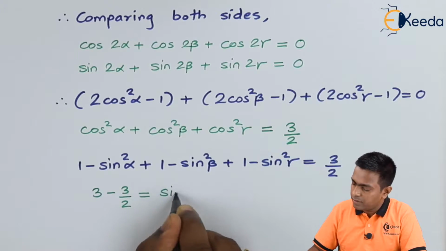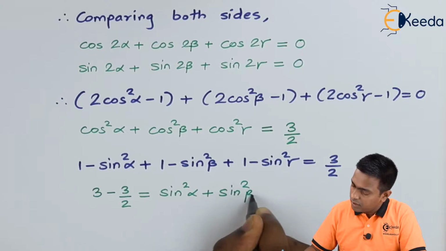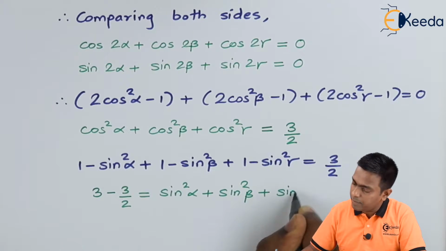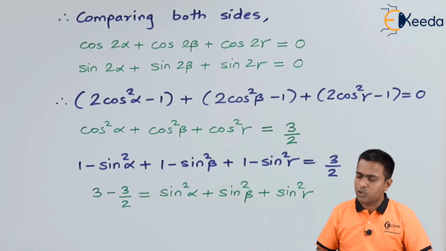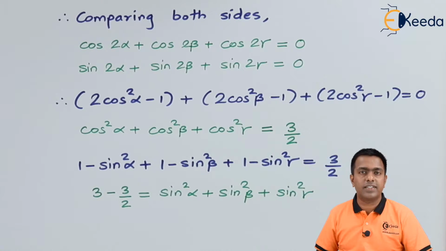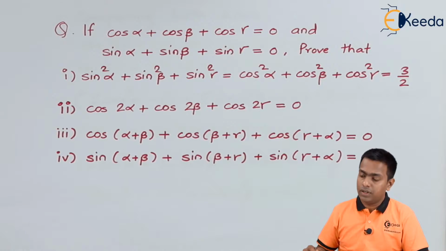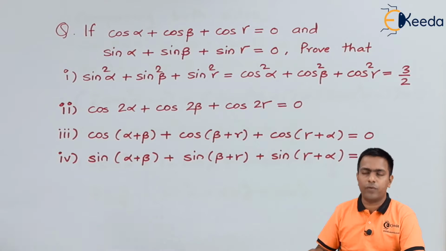So that will be sin square alpha plus sin square beta plus sin square gamma. And now guys, we know 3 minus 3 by 2 is 3 by 2. So we'll get sin square alpha plus sin square beta plus sin square gamma as 3 by 2, which is the required answer. So it means we have proved these first 2 results. Now let's move to the third and fourth result.